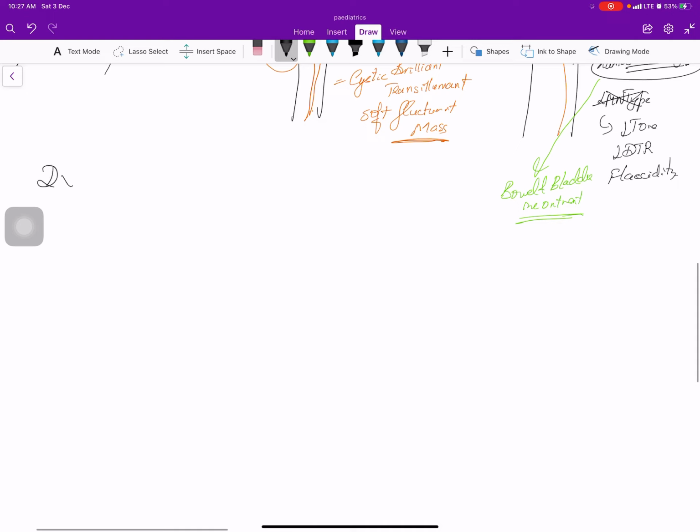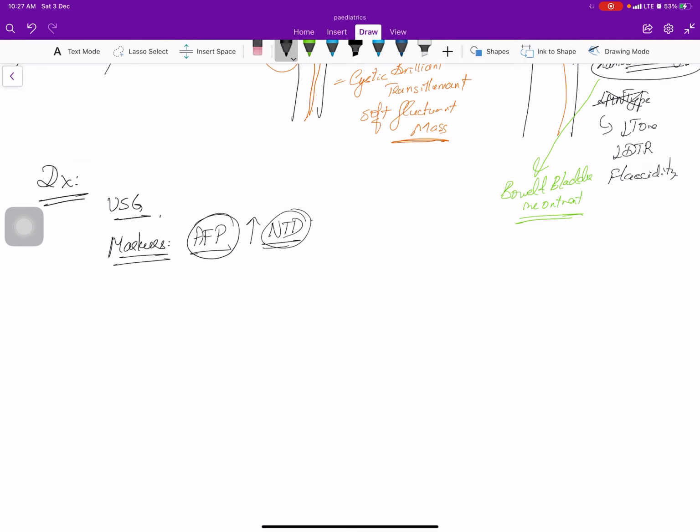So how do you diagnose it? Obviously, you can see it on ultrasound. You can see it using markers. The most sensitive marker is alpha fetoprotein. Okay, so this is always raised in case of neural tube defect. But the most sensitive, most specific investigation happens to be acetylcholinesterase.